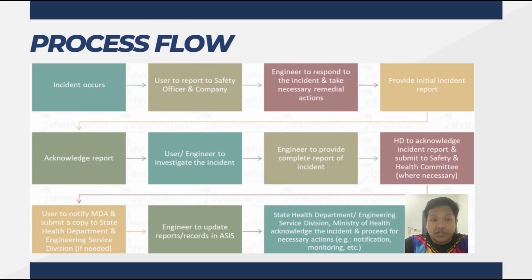Process flow. When an incident occurs, the user will report to the safety officer and the company, and then they will contact the engineer to respond to the incident and take necessary remedial action. The user will provide an initial incident report.